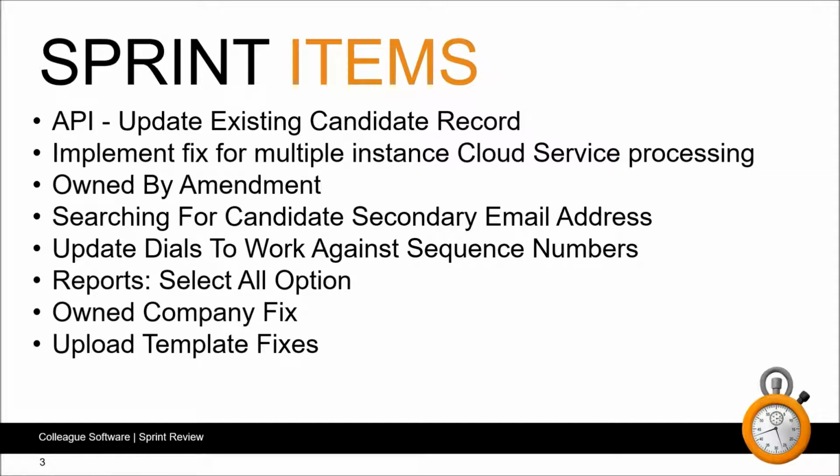We've fixed an issue which prevents the secondary email address from being searched via the selection screens for both candidate and contact. We've made a back-end update to the user overview area to ensure the dials are working against individual sequence numbers. This will help make switching out and changing various dials a simplistic task, and is part of our longer-term plan to make these user dials configurable.